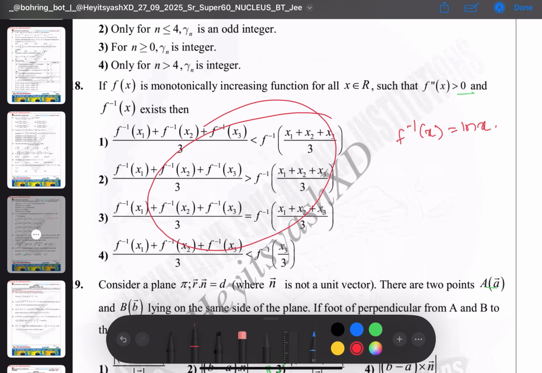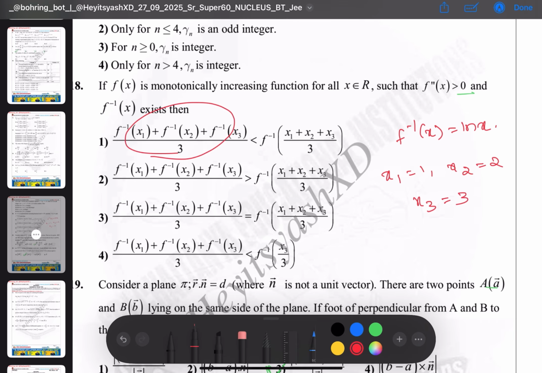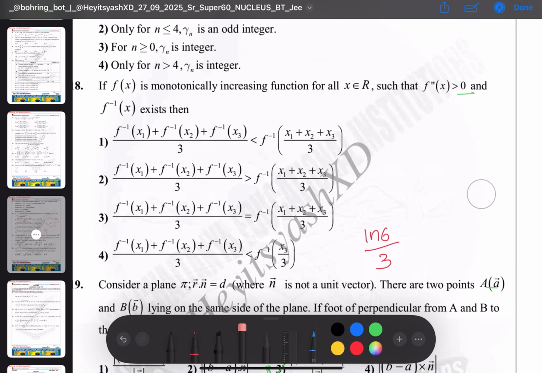Now they are asking us to check this. Let us check that. Let us take x1 is equal to 1, x2 is equal to 2, x3 is equal to 3. So let us find this quantity. ln1 is 0, ln2 plus ln3 is ln6, ln6 divided by 3. So this is the quantity on the left hand side. Now you have to find x1 plus x2 plus x3 by 3, and you have to take ln of this. This is your RHS. So this is simply ln 2.